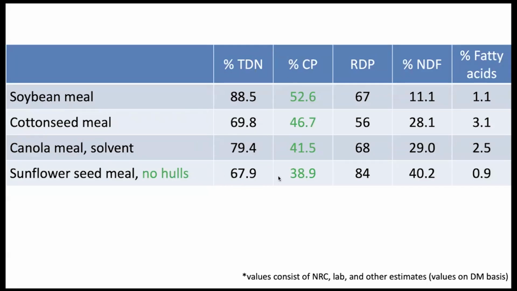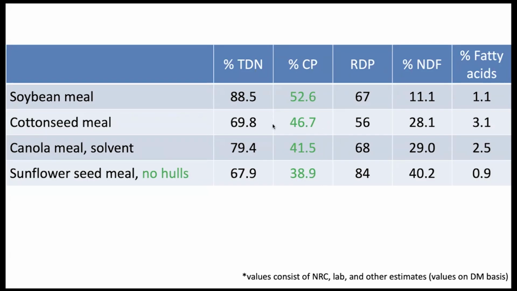Again, we're not feeding these from an energy standpoint, but if we're feeding for a protein standpoint and they have more energy, that's going to be advantageous from a cost standpoint. When we look at percent crude protein, soybean meal is the highest, cottonseed meal is next, canola meal is next, sunflower meal without any holes would be next.